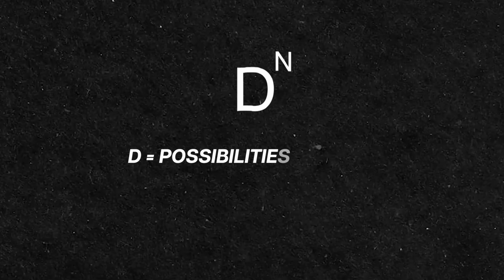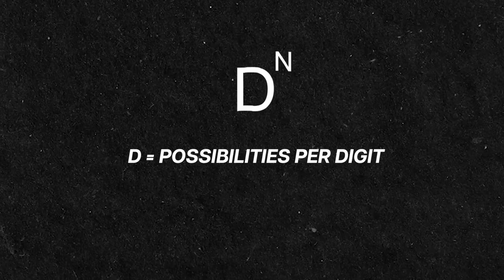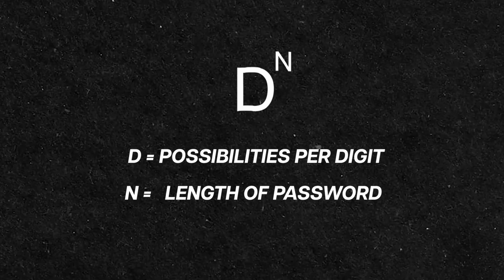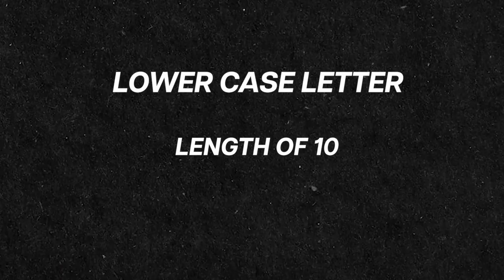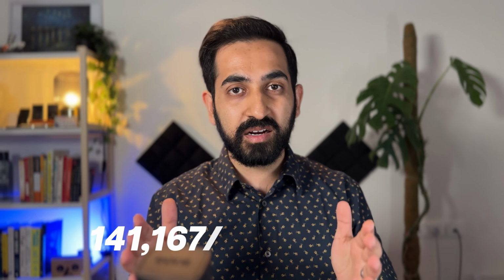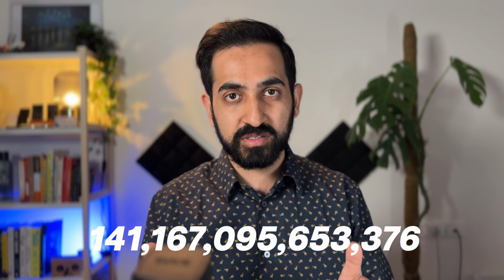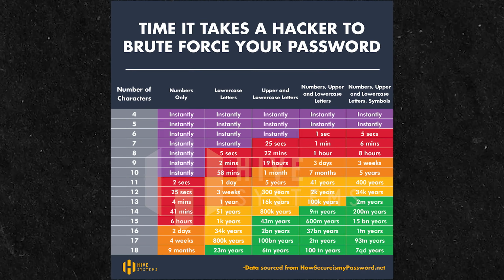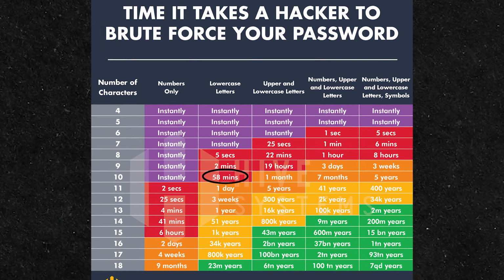So any password has d raised to n possible combinations. D is the possibilities per digit, and n is the length of the password. So for a password that only allows lowercase letters and a length of 10, there are 26 raised to 10 possible combinations. That's 141 trillion combinations. Too many for a human to go through, but will take a computer less than an hour. So this was now a human problem of convincing people not to use simple passwords.